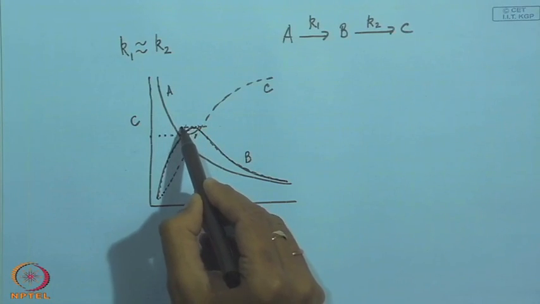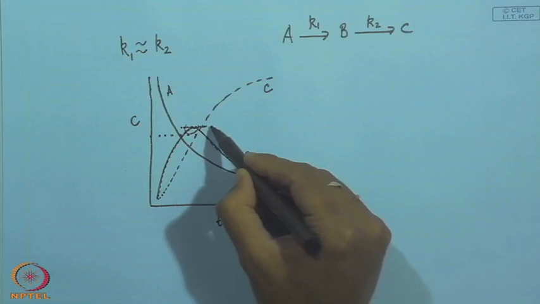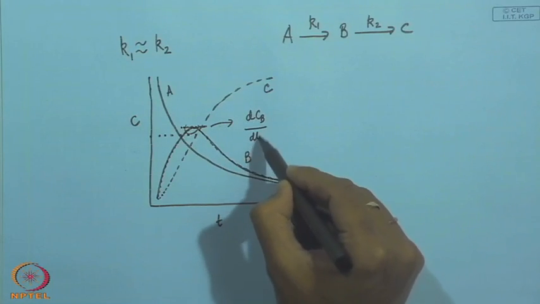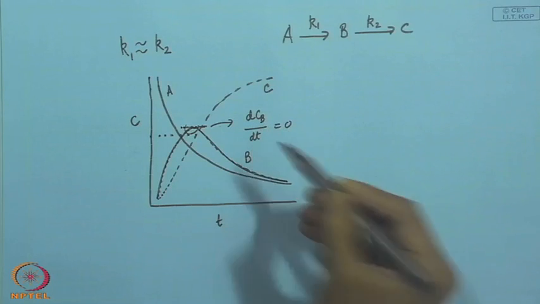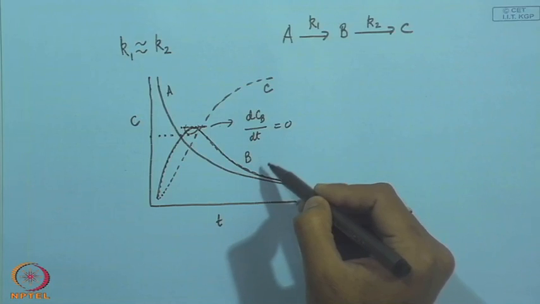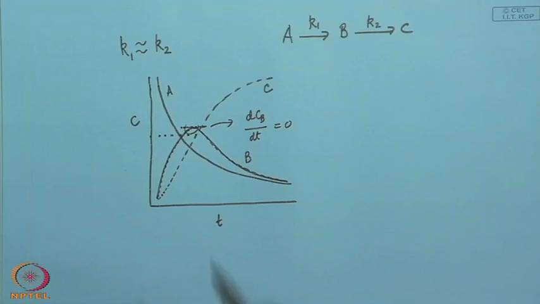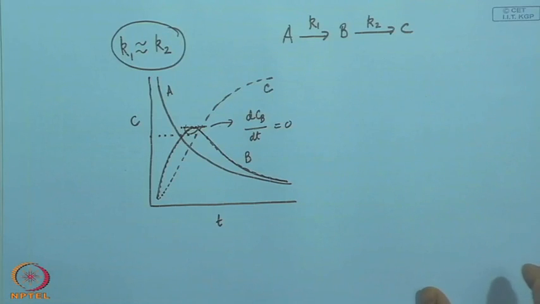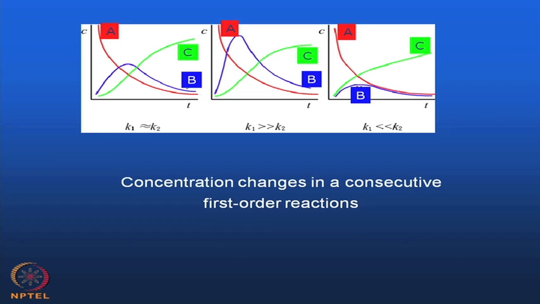You see here this is B. So, here dCB/dt is equal to 0, that is, with time the concentration of B is not changing. Okay. So, this is one situation where K1 is very close to K2. Now, let us move on to another case, when K1 is greater than K2, that is the effect of this step.